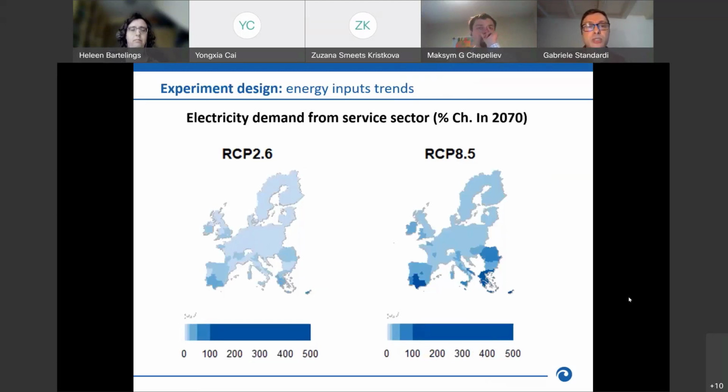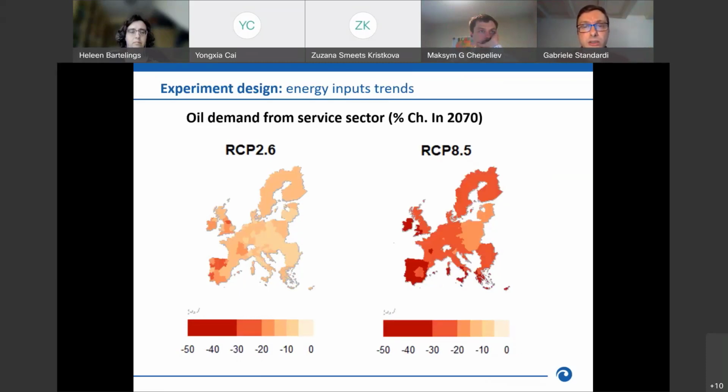The same is true, for example, for the electricity demand from the service sector. Here, the increases are more pronounced in RCP 8.5 and especially in Southern Europe. Keep in mind that electricity demand is a good indicator of the cooling needs in a given region, so given what I have said before, this must be interpreted as an efficiency loss. On the other hand, if we look at the oil demand from the service sector, we can see that this demand is expected to decrease, especially in RCP 8.5, even here in Southern Europe, but also in some regions in the UK, Ireland, and France. Of course, oil demand is a good indicator of the heating needs, so this must be interpreted as an efficiency gain.